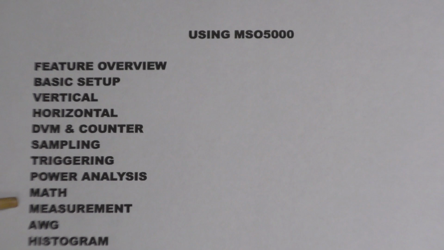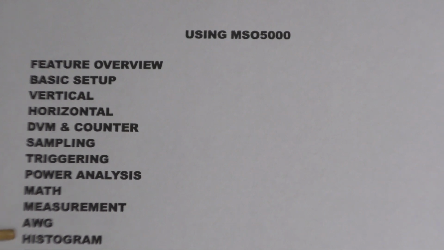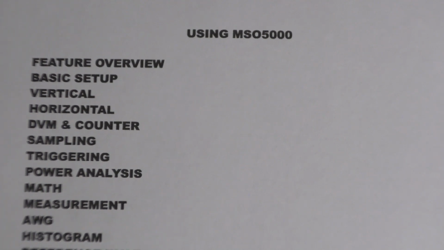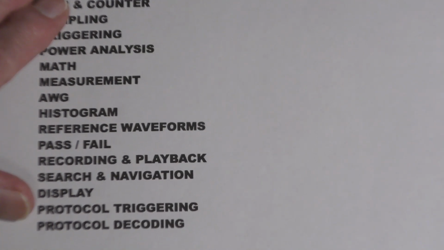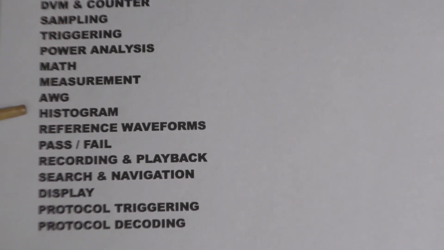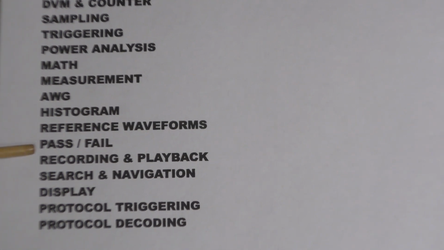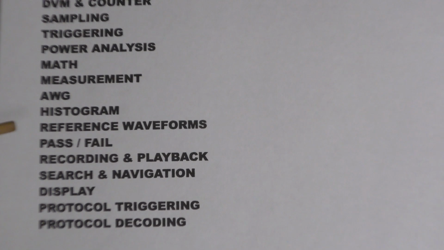math operations, measurement operations. Then we'll get to the arbitrary waveform generator. We'll look at histograms. And by the way, when we do the AWG, we'll probably also look at Bode plotting. Histograms and the importance of those, and reference waveforms, which give you comparisons, the histogram over time, and the reference waveforms allow you to compare one waveform with another. Then the use of pass-fail analysis to find out how often your system is failing to meet a particular specification.